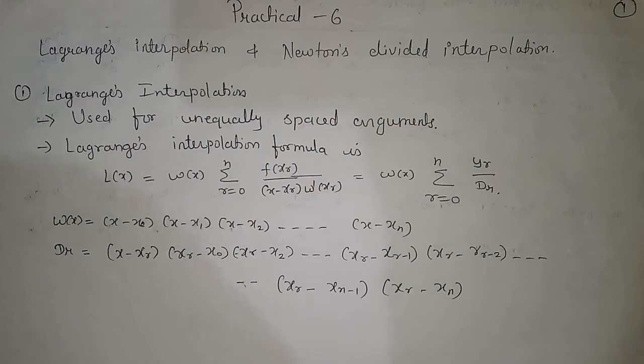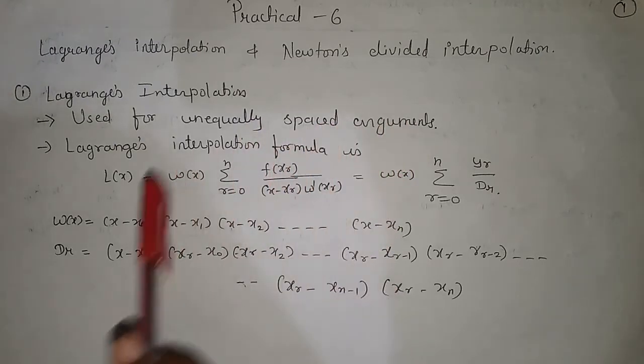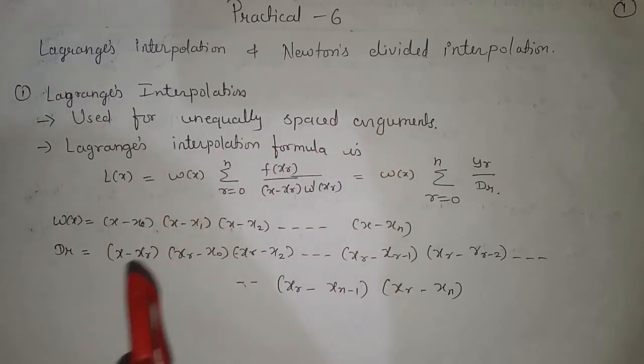So what is Lagrange's interpolation formula? First of all, it is used for unequally spaced arguments, that is, if we have values x0, x1 which are not equally spaced, meaning the difference between each two arguments is not equal. Like 1, 2, 3, 4, 5 is equally spaced. But if we have values like 1, 3, 4, 7, 9, 10, 12, 15, these are unequally spaced arguments. For these types of arguments we will use Lagrange's and Newton's divided difference interpolation formulas.